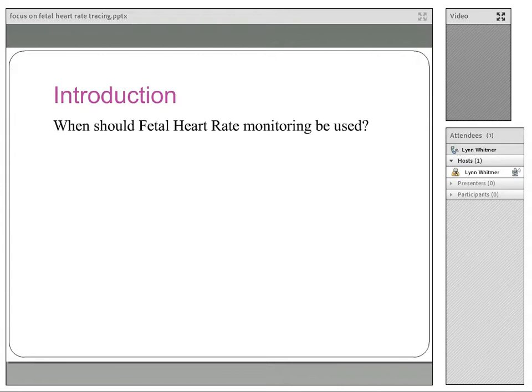So we thought by doing real-time continuous fetal monitoring, we could stop the result of some brain injuries or severe hypoxia. What we have found is that it really only increased the number of C-sections that are being done. So when should fetal heart rate monitoring be used? Anytime that we feel we need to assess a baby.